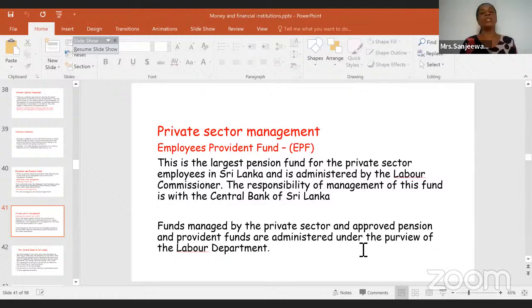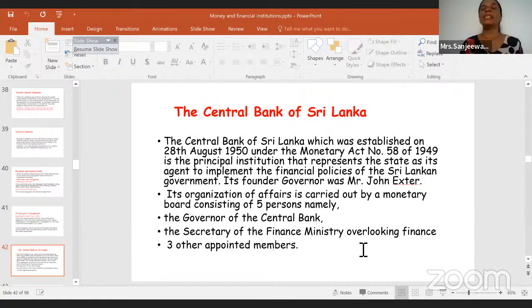Now we'll come to the Central Bank of Sri Lanka. So what is the Central Bank? I told you briefly that the Central Bank is the Bankers' Bank. I have given a small description about the Central Bank here. It was established on 28th August 1950. Who was the first governor? Mr. John Exter. That also you should know.